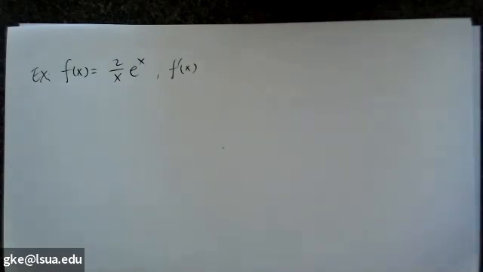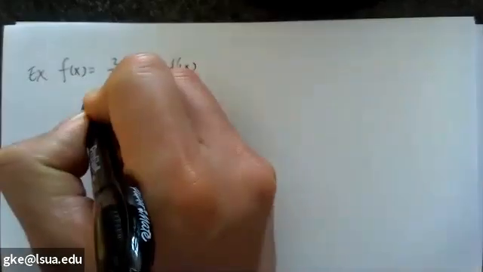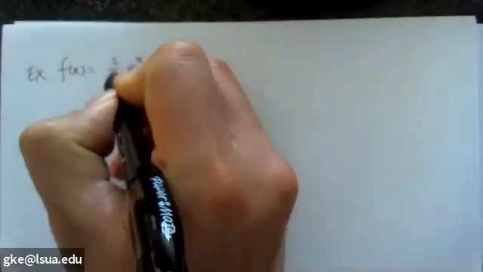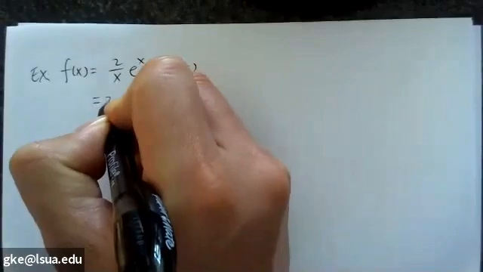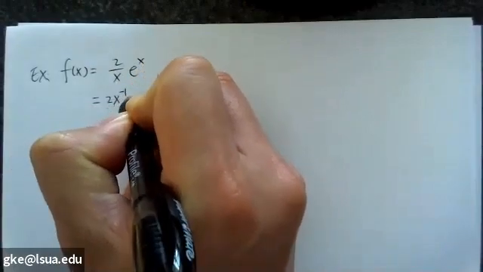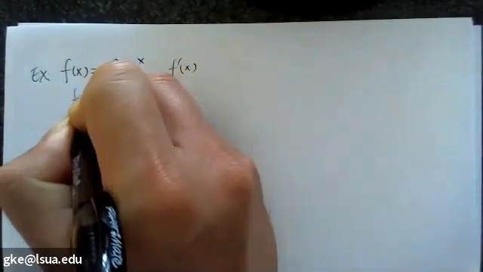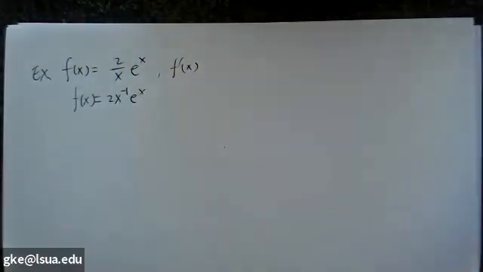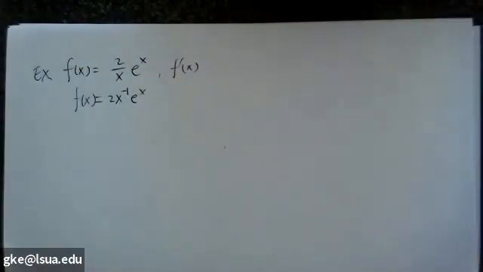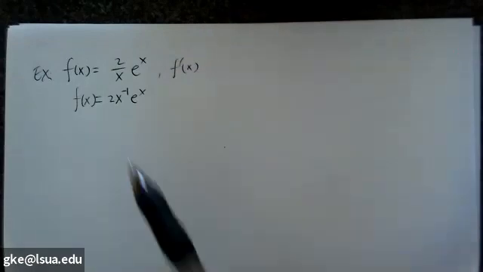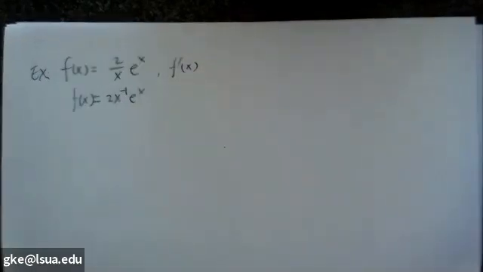Okay, now let me write down the answer for you guys. The first step, still, we're gonna simplify this guy. So 2 over x we can write down as 2x to the power -1. You guys should agree, right? Because 1 over x, that's formula 1. 1 over x is going to be x to the power -1.